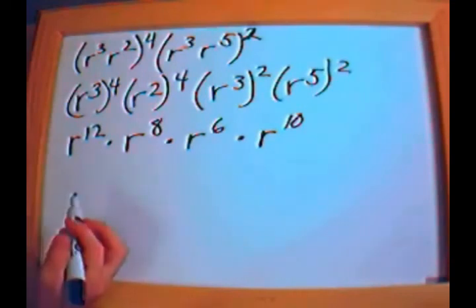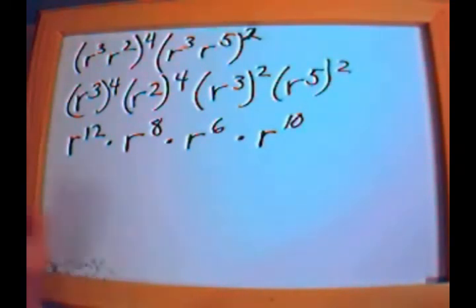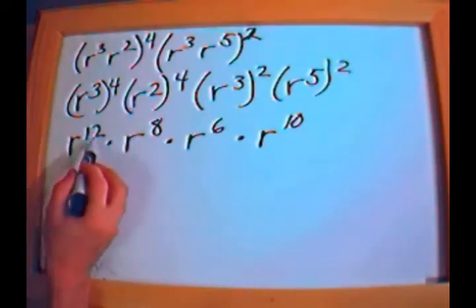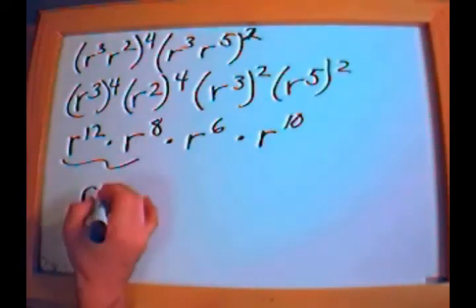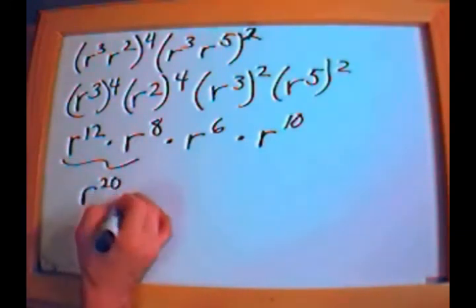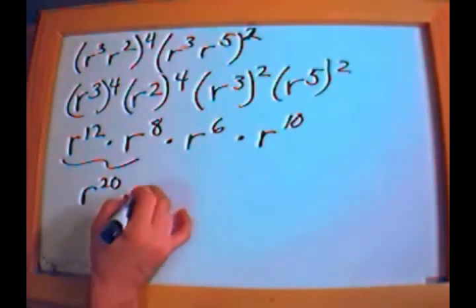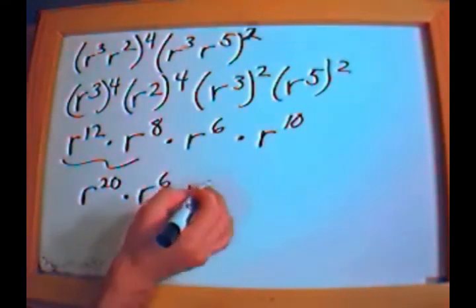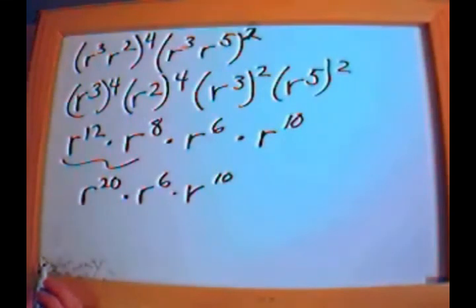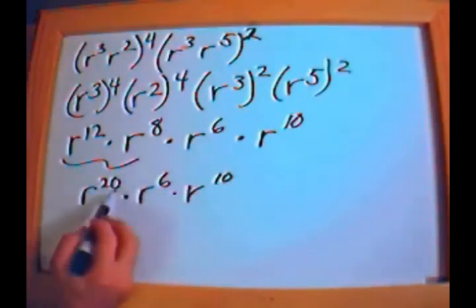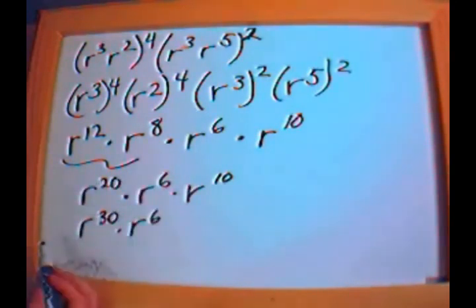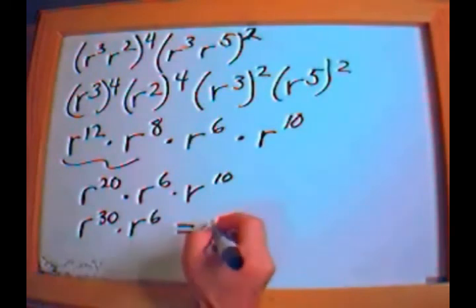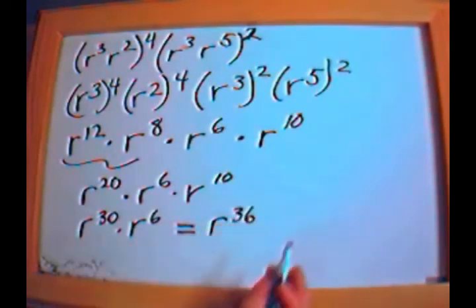Okay? So what I'm going to have here, these two, I've got r to the 12th times r to the 8th. These two right here, they're going to go r to the 20th. Okay? I've still got my r to the 6th, and I've still got my r to the 10th. These two are going to give me r to the 30th, r to the 6th. All I'm doing is adding 20 plus 10. And so in the final solution, it's going to be r to the 36th power.